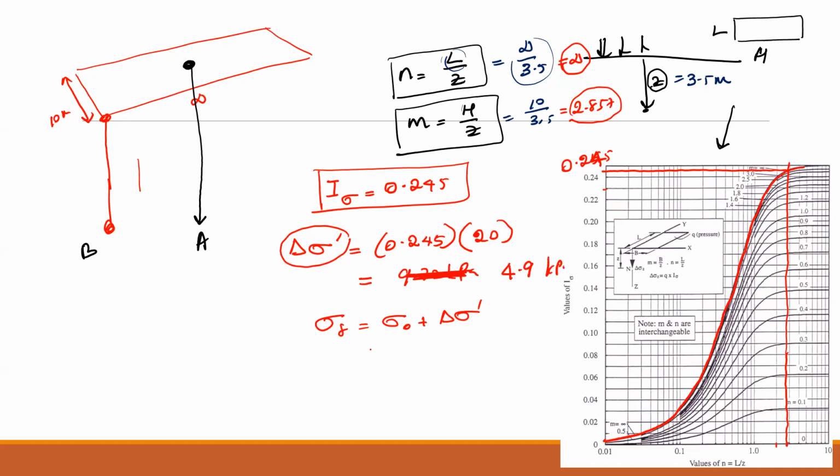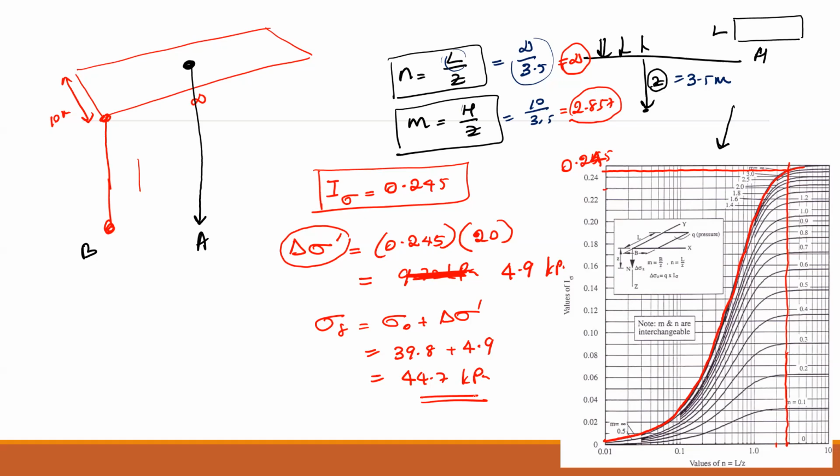Kilopascal times a half is going to be 10. Then we add that: the 39.8 we got plus 4.9. So the stress will be 39.8 plus 4.9, which equals 44.7 kilopascals. That's good. Okay, so we know the final and we know the initial, and we know the P.